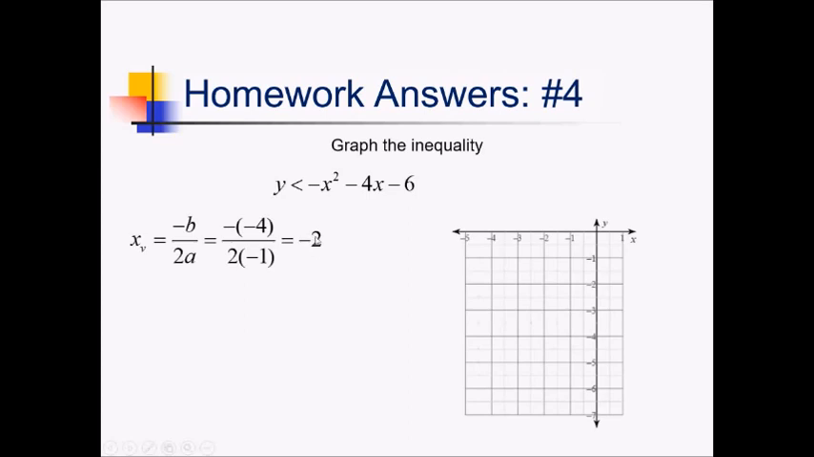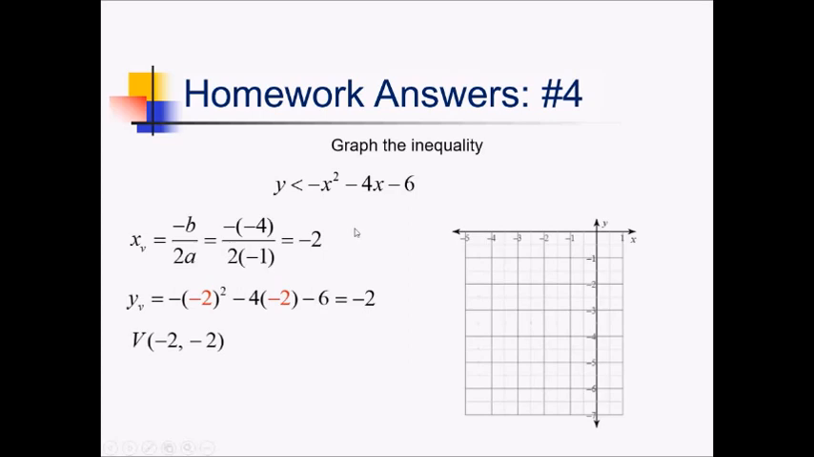And plugging negative 2 back into the expression will give us the y value that goes with that x value. So negative 2 squared, that's going to be 4, but we have a negative out in front, so negative 4. This is a plus 8. Negative 4 plus 8 gives us 4 so far. And then 4 minus 6 gives us negative 2 for the y value. So our vertex then is negative 2 comma negative 2.